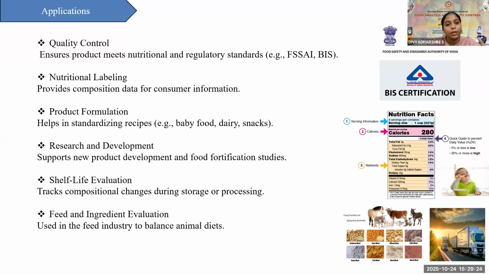For example, if I'm developing high protein nutritional bars, we can go with high protein raw materials. For that, we need to analyze initially the protein content of the raw materials. Shelf life evaluation tracks the compositional changes during storage as well as processing. In the morning lecture we have seen the sampling techniques also, so that might be clear for this. And feed and ingredient evaluation is used in the feed industries to balance the animal diets.